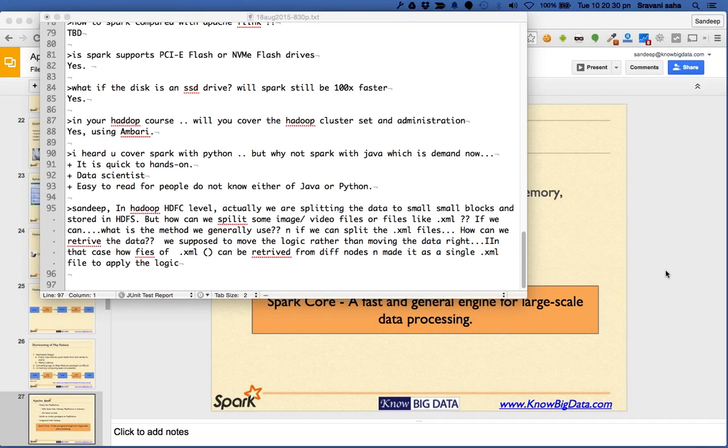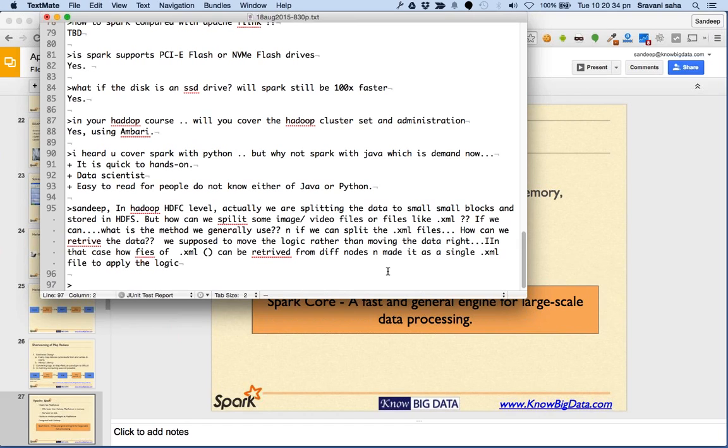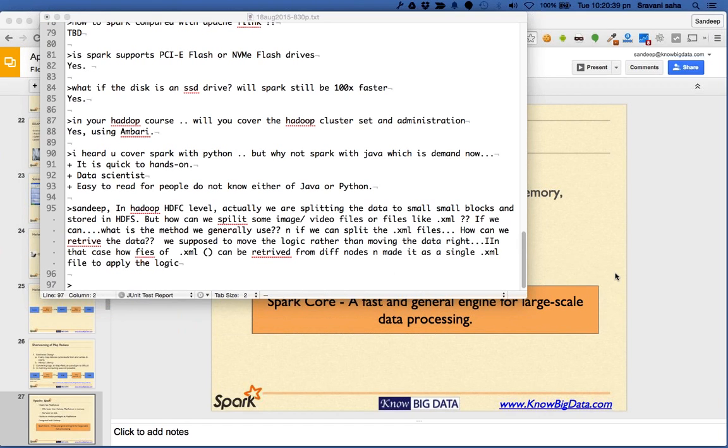Harshvardhan's question is, is audio muted? So everybody is muted except for me, because otherwise there are around 40 people in the session.